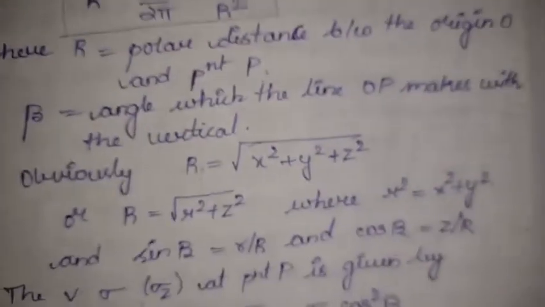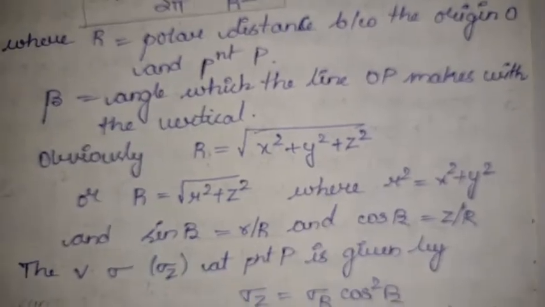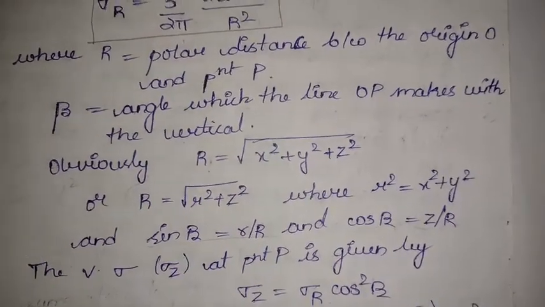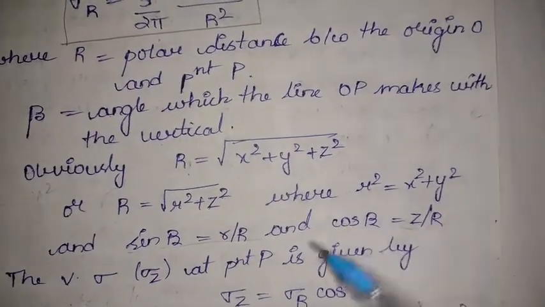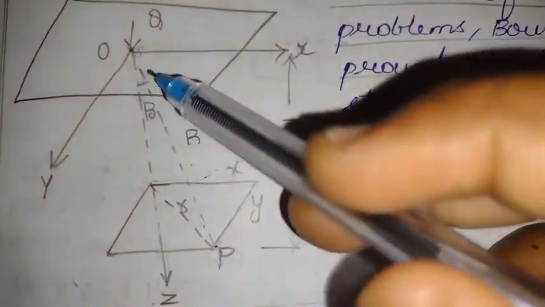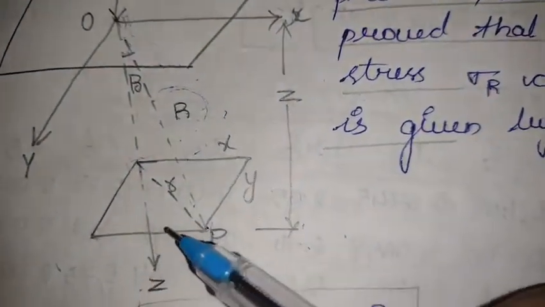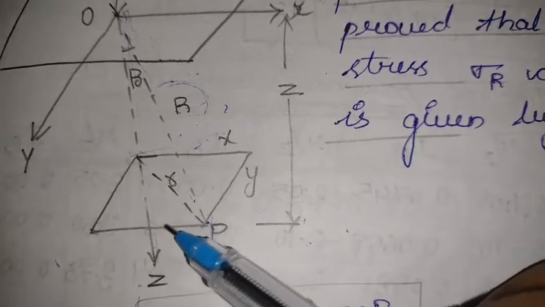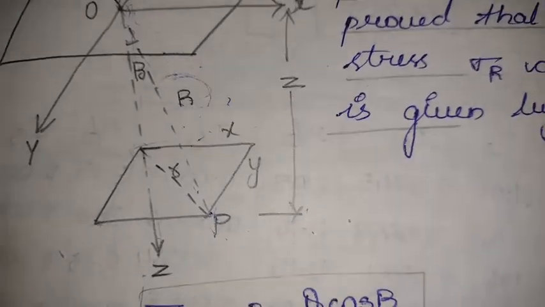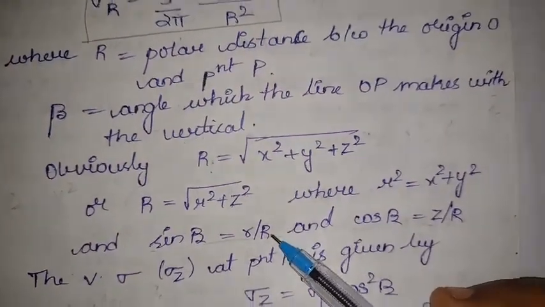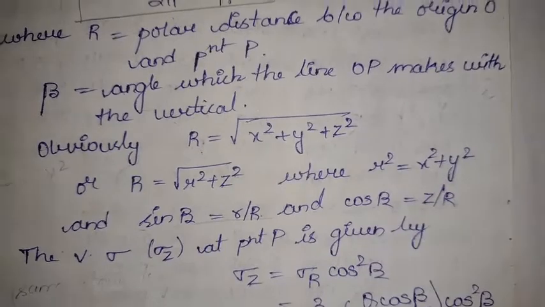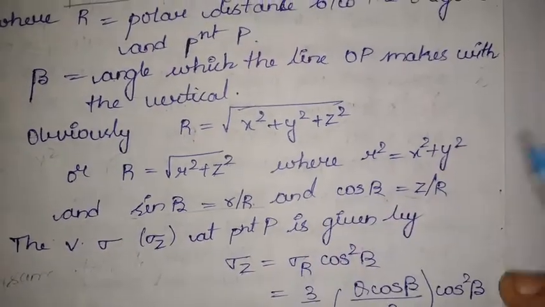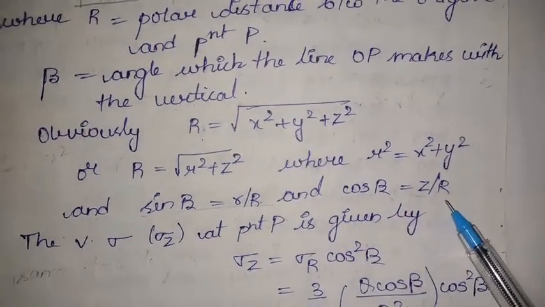Sine beta is equal to opposite by hypotenuse. Hypotenuse is capital R. This is the angle, this is the opposite, and this is the hypotenuse. So sine beta is small r by R, whereas cos beta is adjacent by hypotenuse, that is z by R.